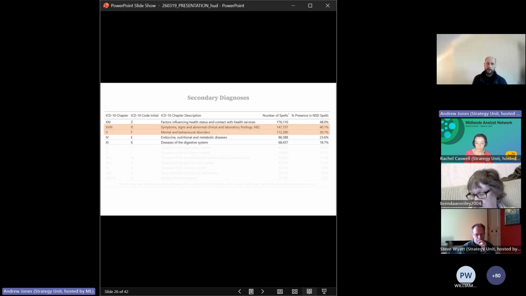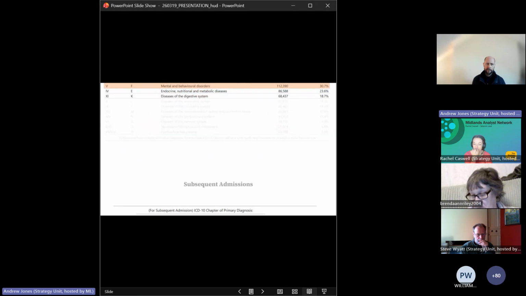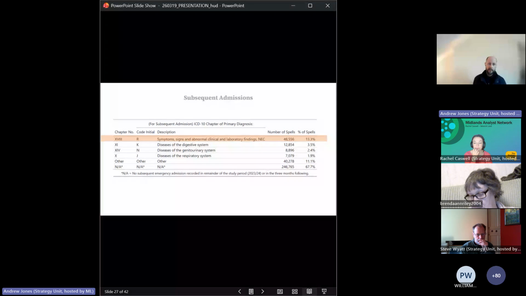I'll add that a patient may have multiple secondary diagnoses, so these groups aren't mutually exclusive. In terms of subsequent admissions, for both females and males, when a patient was readmitted within 90 days, which happened in around 30% of cases, more than 1 in 3 of these readmissions were followed by another spell with the signs primary diagnosis for that patient. And this was by some margin the most common outcome for patients who were readmitted.